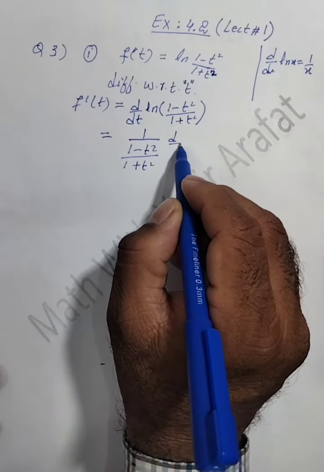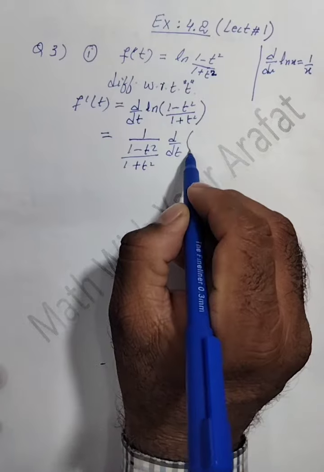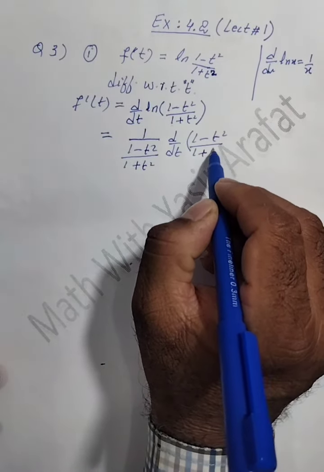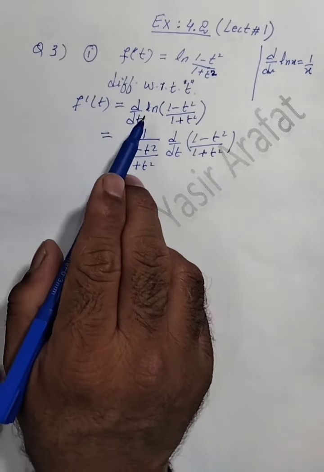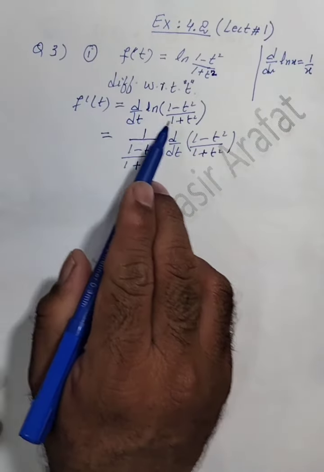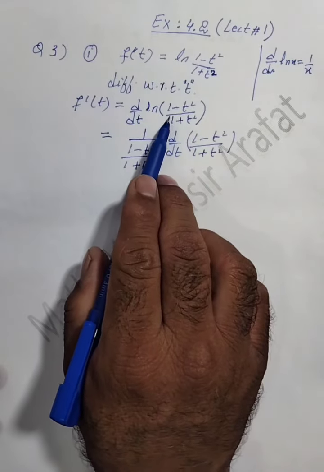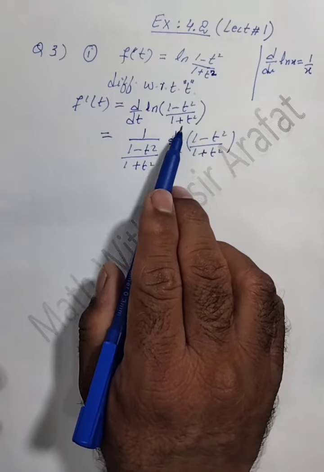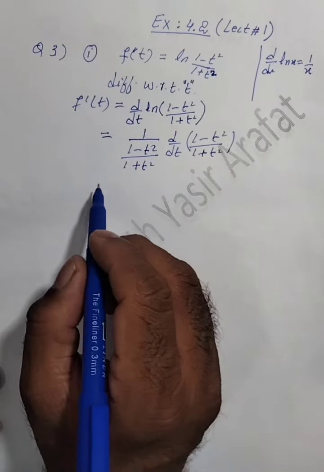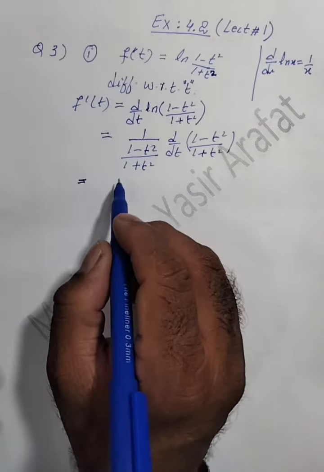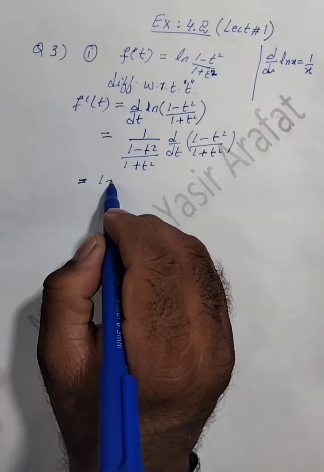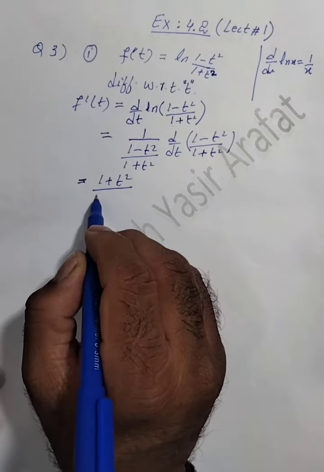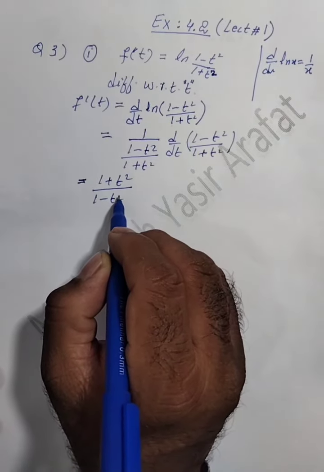Now we have to find the derivative of (1 minus t square) over (1 plus t square). First we have to find the derivative of the function, and then the derivative of the x, just like the x here, which is (1 minus t square) over (1 plus t square). So here take the reciprocal of this one: 1 plus t square over 1 minus t square.